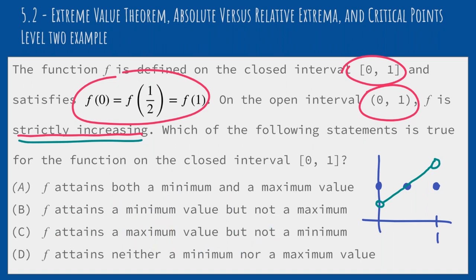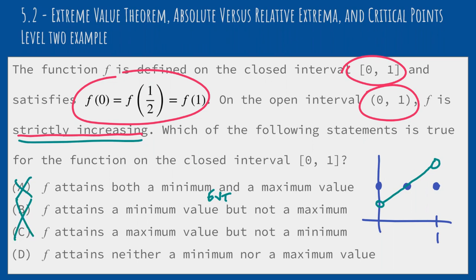So A says f attains both a minimum and a maximum value. This is the conclusion of the extreme value theorem that has to be true if a function is continuous on a closed interval. Well, based on what we were told about f, this is not a continuous function on the closed interval, so the extreme value theorem doesn't guarantee anything. And in fact, B and C are also conclusions of the extreme value theorem. It's just specifically minimum and maximum separated, where the extreme value theorem guarantees both. So really, A, B, and C are all the conclusions of the extreme value theorem, which doesn't apply here because this is not a continuous function on a closed interval. That leaves D as the only possible answer.